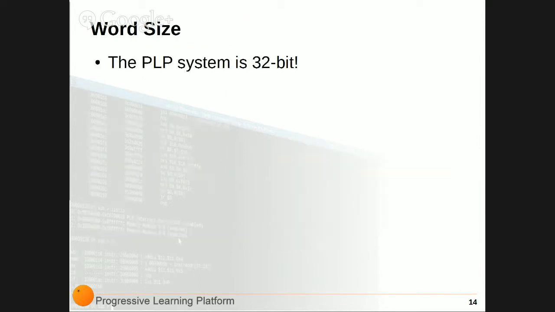So the PLP system is 32-bit. Have you ever wondered what the 8-bit, 64-bit, 32-bit things that they market for CPUs, computers, gaming systems are? What are those? What is it signifying? What length? Can you give a guess? 32 bits is 4 bytes, right? 4 bytes of what?